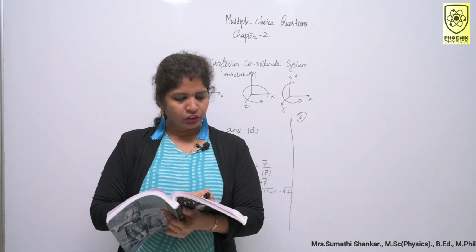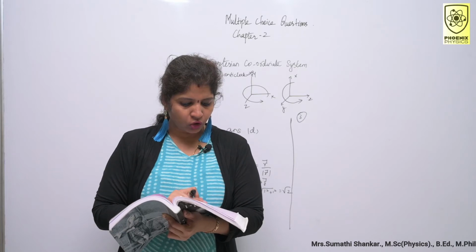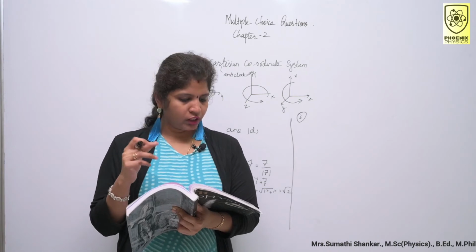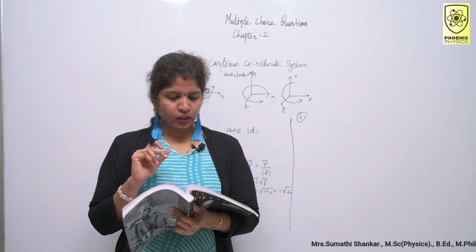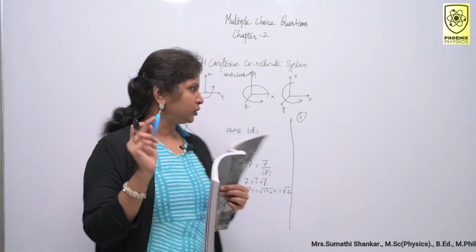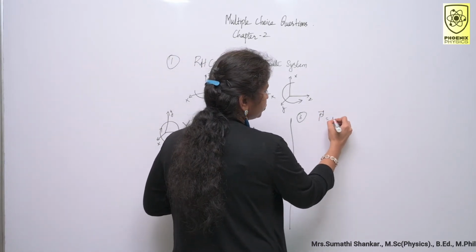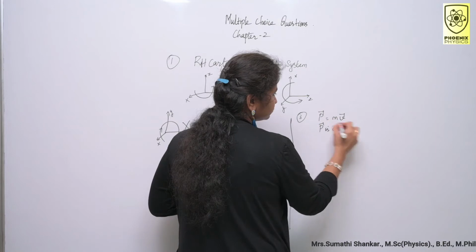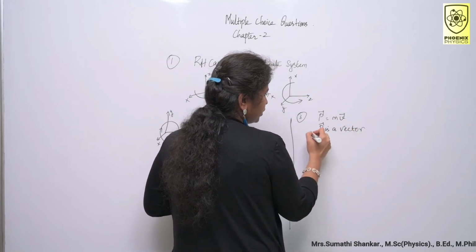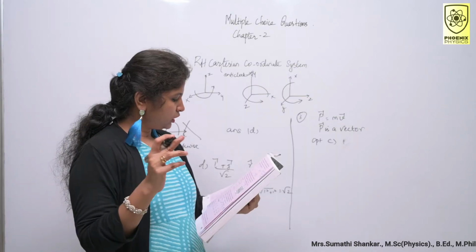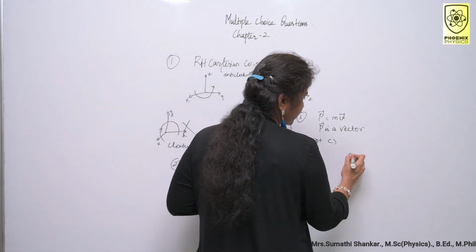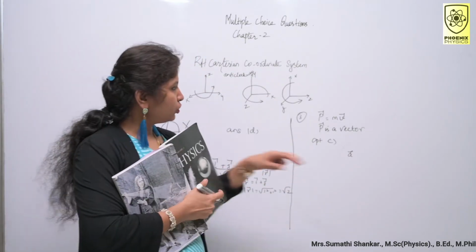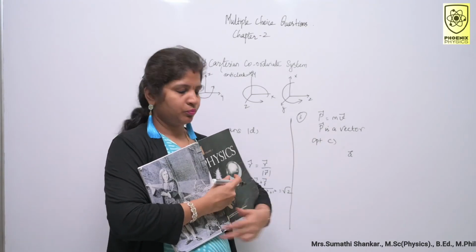Question number 3, which one of the following physical quantities cannot be represented by a scalar? Option A, mass. You know that mass is a scalar quantity. Option B is length. Length is also a scalar quantity. Then option C is momentum. The momentum formula is P is equal to mv. Here mass is a scalar quantity but velocity is a vector, so P is a vector quantity. Option D is magnitude of acceleration. Acceleration is a vector quantity, but magnitude of acceleration means scalar. So your answer is option C.